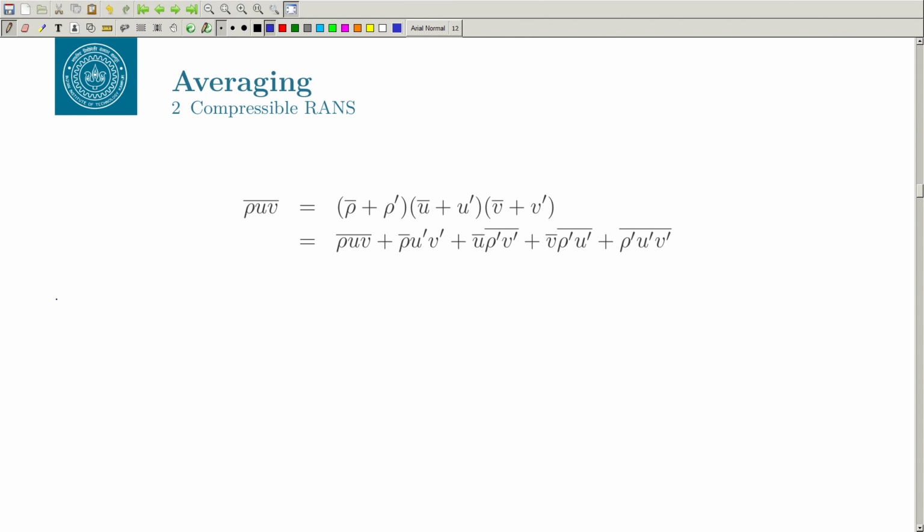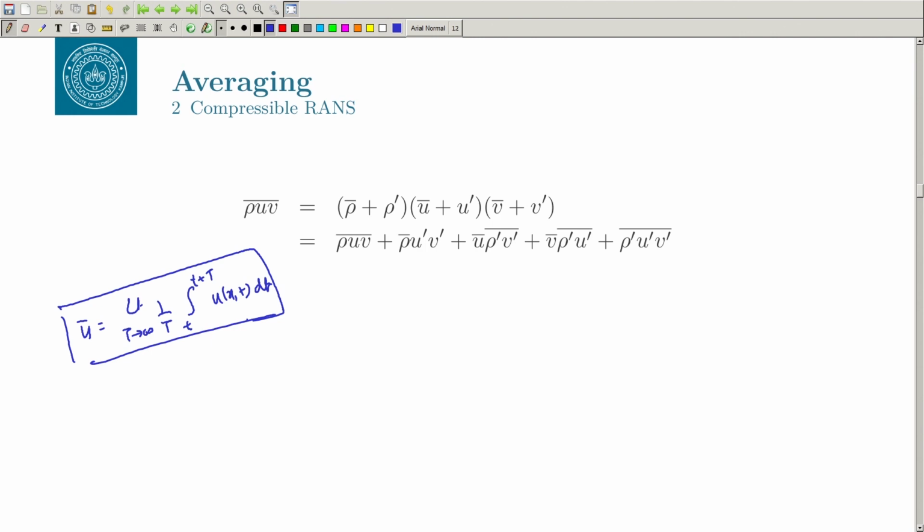Recall the time averaging procedure, or the Reynolds averaging procedure. We had defined u bar as the limit t tends to infinity of 1 by t times the integral from t equal to t to t plus T of u(x, t) dt. We had said that this is equivalent to ensemble averaging also, or at least we assume that it is equivalent. So whether you have data from an experiment done many times and averaged, or you have taken an average in time in your CFD simulation, both are equivalent.